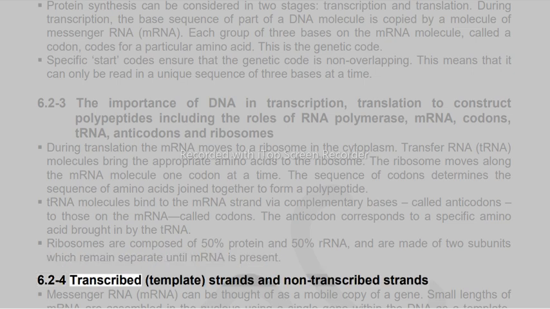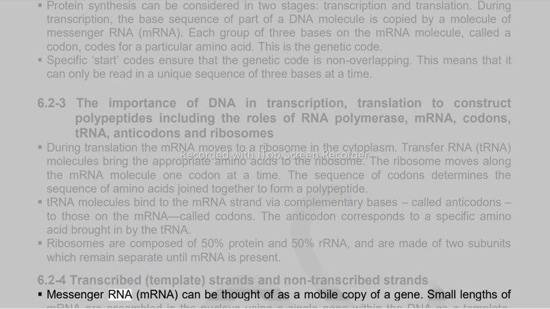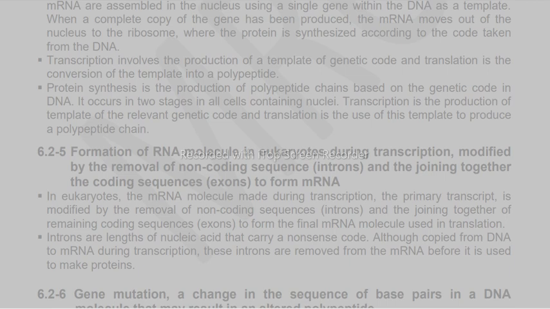6.2-4 Transcribed, template, strands and non-transcribed strands. Messenger RNA, mRNA, can be thought of as a mobile copy of a gene. Small lengths of mRNA are assembled in the nucleus using a single gene within the DNA as a template. When a complete copy of the gene has been produced, the mRNA moves out of the nucleus to the ribosome, where the protein is synthesized according to the code taken from the DNA.